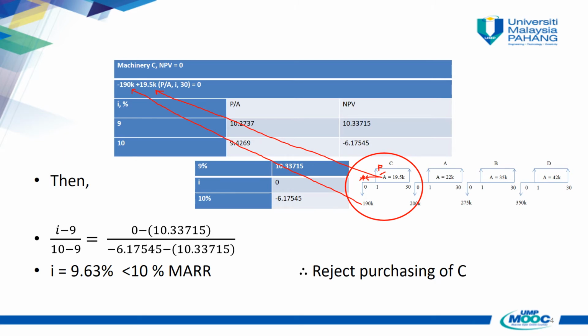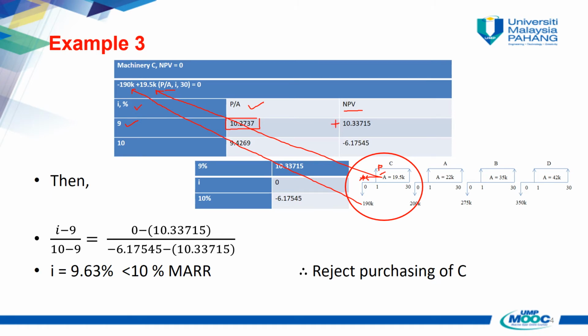After that we construct our table consisting of interest rates, the P over A value, and then our NPV value. Our boss says that he wants the 10% MARR. So I just put 9% here first for our calculations, and from our compound interest table we got the value P over A at 10.2737. Then we calculate the NPV, and we got the positive 10.